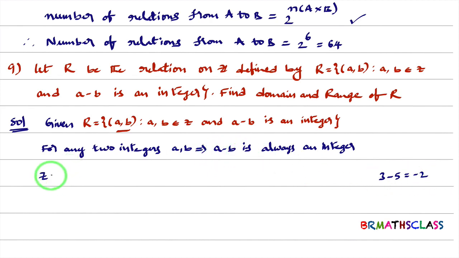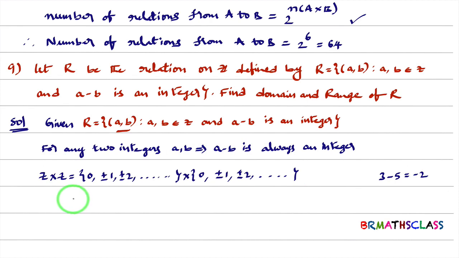If I calculate Z cross Z, you see first one, what you will get? First 0 comma 0. 0 minus 0 is 0. Is it an integer? Yes. Now you take 0 comma plus 1 here. 0 comma 1. 0 minus 1 is minus 1. Minus 1 is an integer. Next 0 comma 2. 0 minus 2 is what? Minus 2. Is minus 2 an integer? Yes. So what happens? 0 comma 3. It will continue, it's an infinite set.